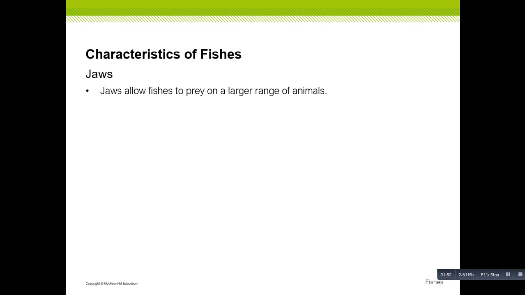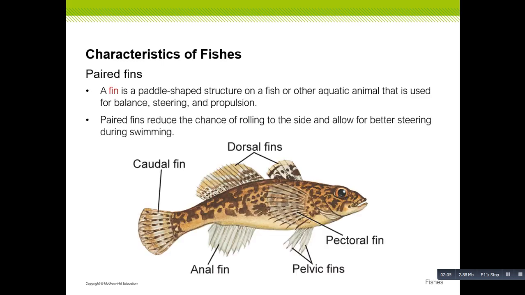These fishes are going to move a lot. They're going to be predators. They're going to be constantly swimming. So having a larger variety of prey is going to be very advantageous for them.